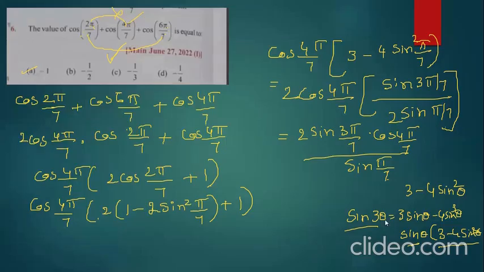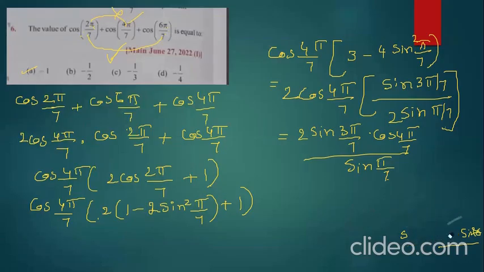So what do I do now? Observe. You can see sin 3π by 7, 2 sin A cos B. What is 2 sin A cos B? That is sin of A plus B plus sin of A minus B. Can I write sin of 3π by 7 plus 4π by 7? Instead of writing that, I simplify orally. So 3π by 7 plus 4π by 7 is 7π by 7, so that is sin π. Very good.